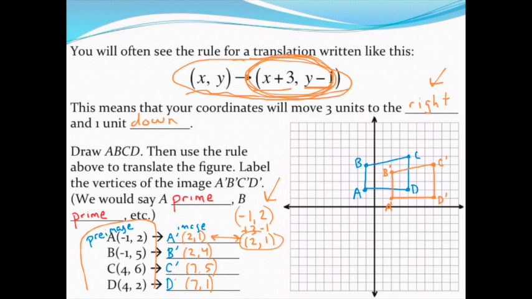Notice it's the same exact figure. It's the same size, the same shape. All I've done is slide it. I've translated it 3 to the right and 1 down.